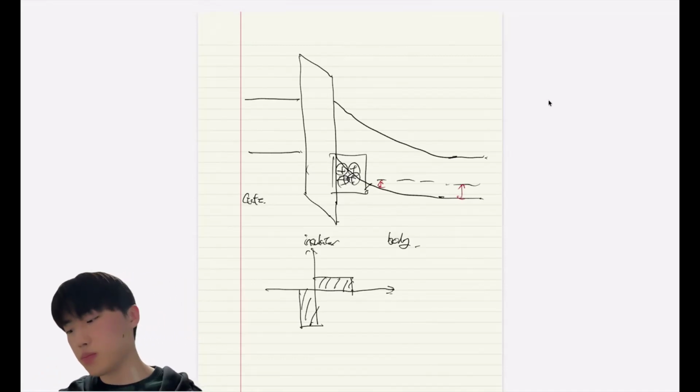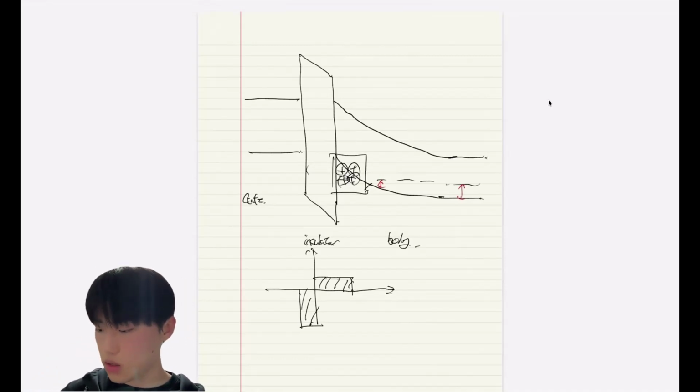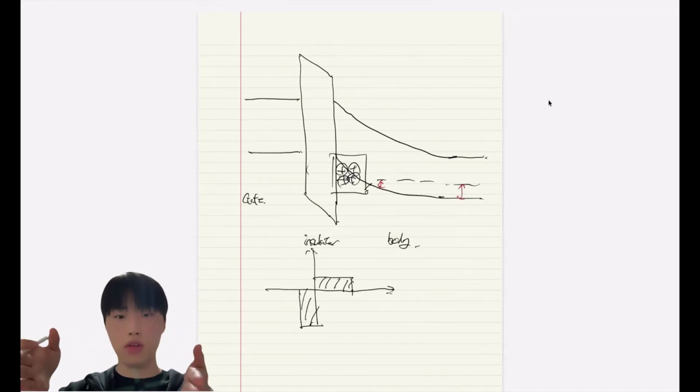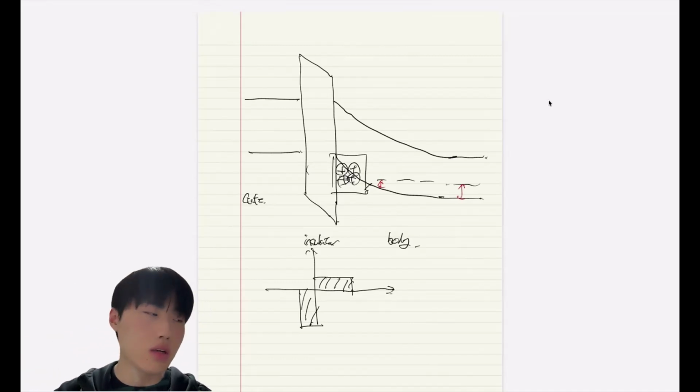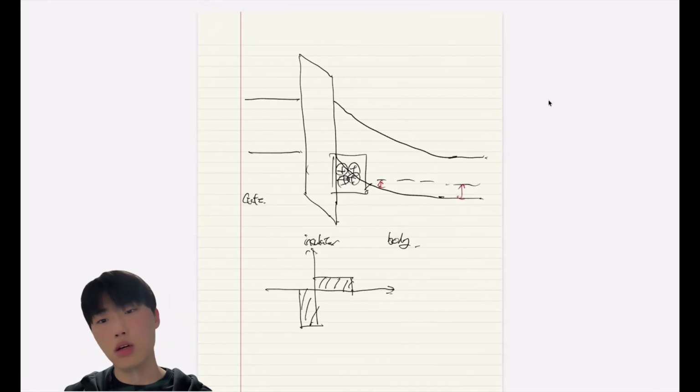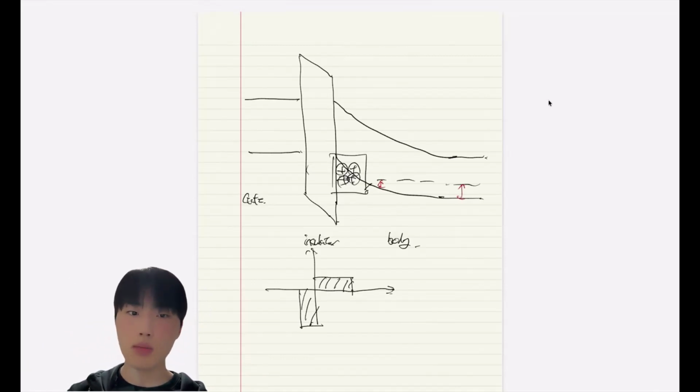And the width of this charge density is larger than on the gate side because of the doping concentration, because the gate side has a metallic characteristic, so it has a lot of free electrons.